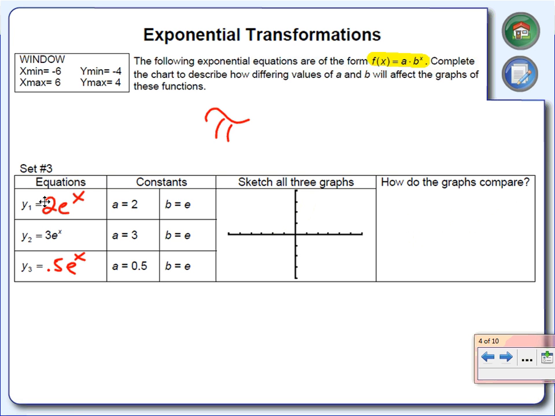Okay, so go to y equals. In y1, I want you to type in the equation 2e to the x power. In y2, type in 3e to the x power. And then in y3, type in 0.5e to the x power. And then get it correct. If we type it in correctly, our graph should look something like this right here. Now my first question is, are all the y-intercepts the same number? No.